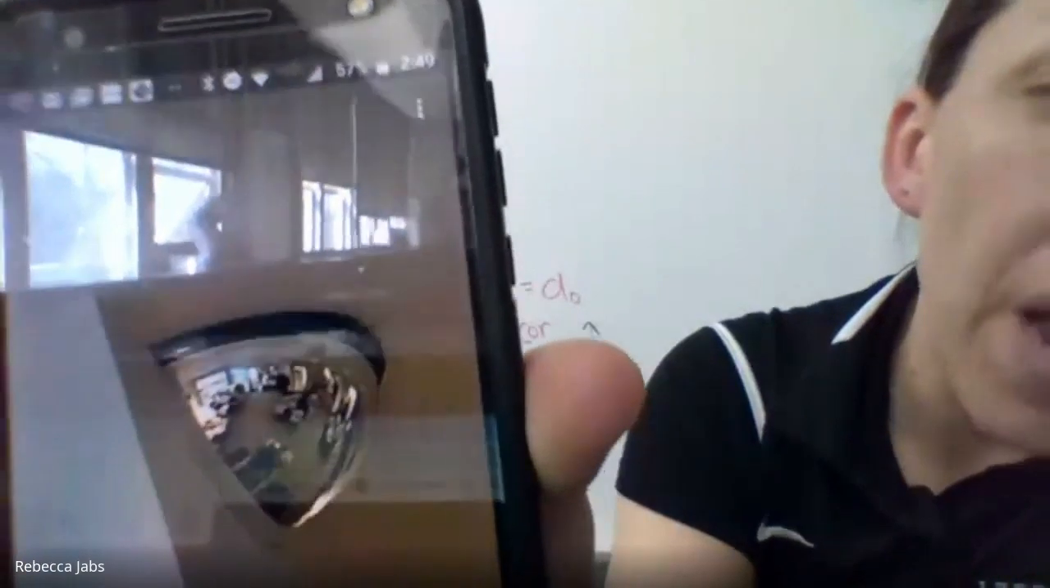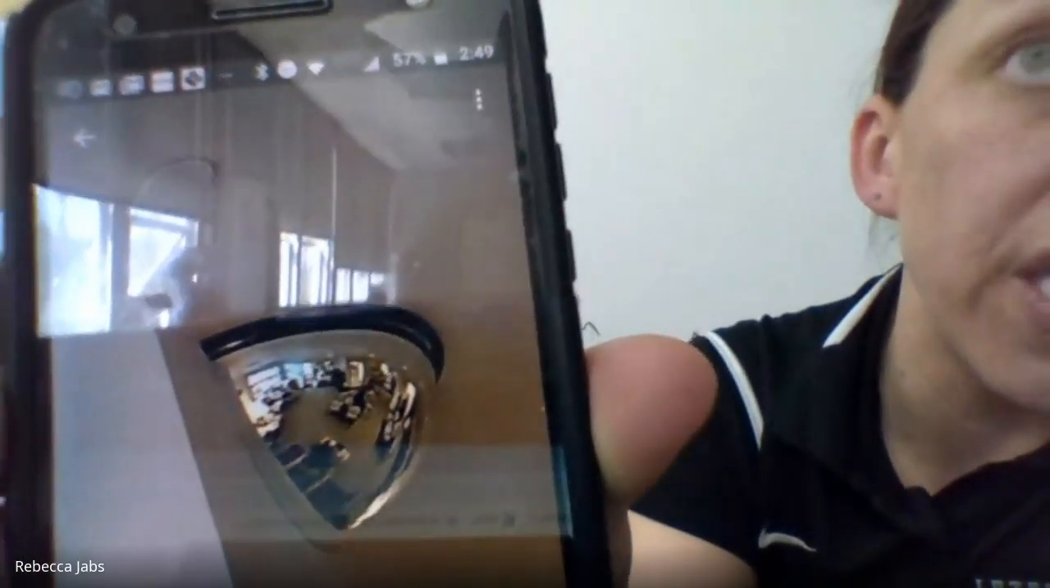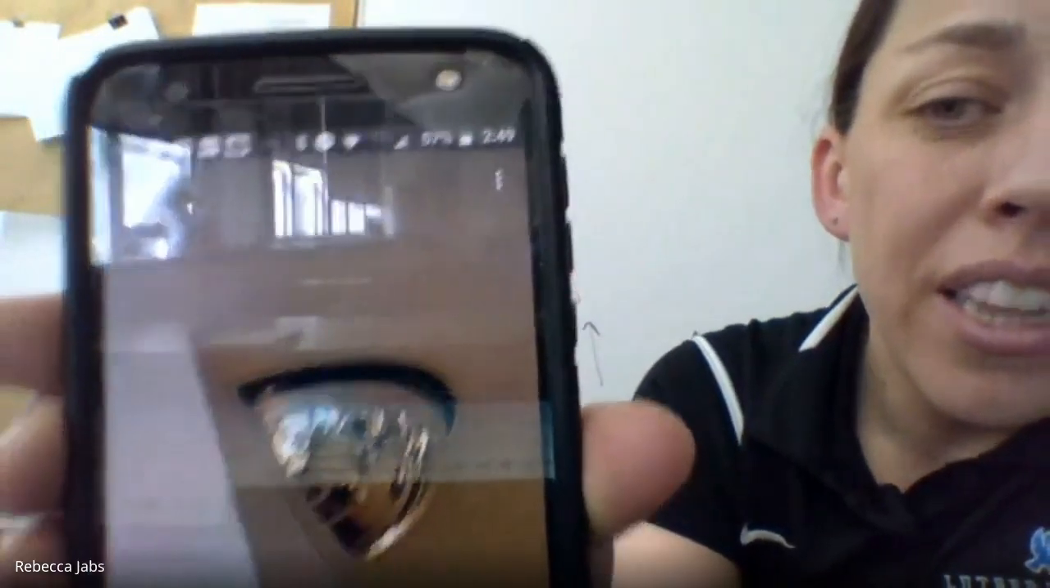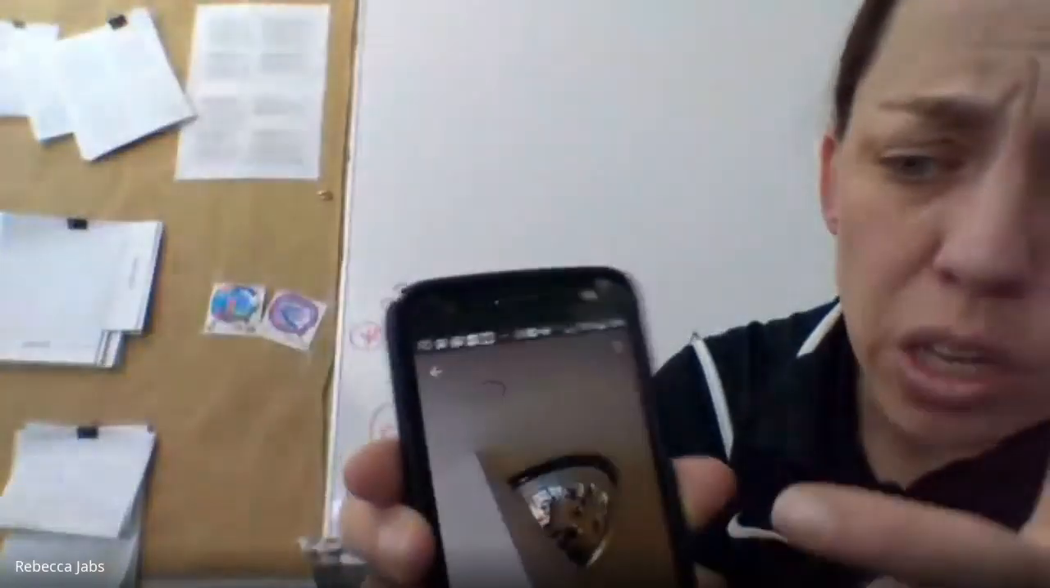The windows still go the right way. The chairs are still on the floor. The ceiling is still on the ceiling. I know that's weird to say it that way, but that means that it's not flipped upside down. That is right side up.